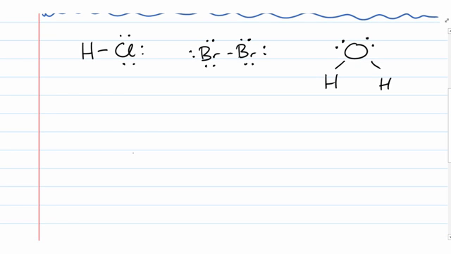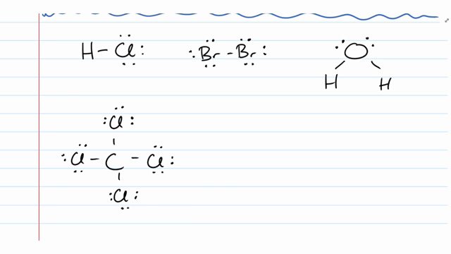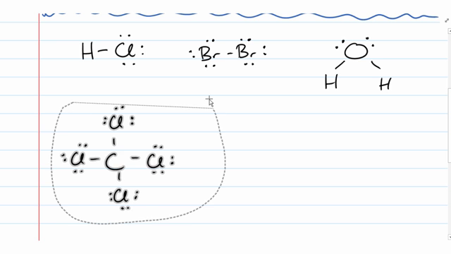Then we have carbon tetrachloride. For carbon tetrachloride, we put the carbon in the center, then surrounded by the chlorine atoms. And we put in the dots around each of these chlorines. And let's see, what else do we have? We have nitrogen trichloride.